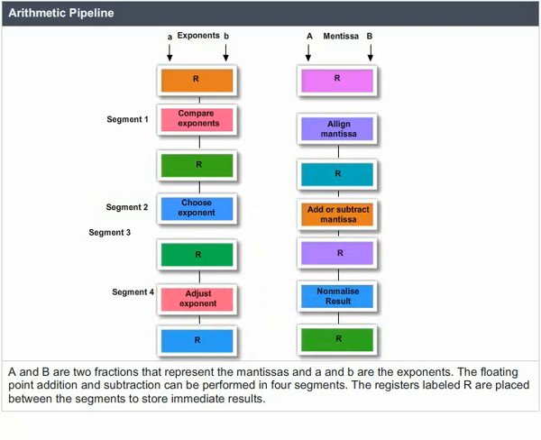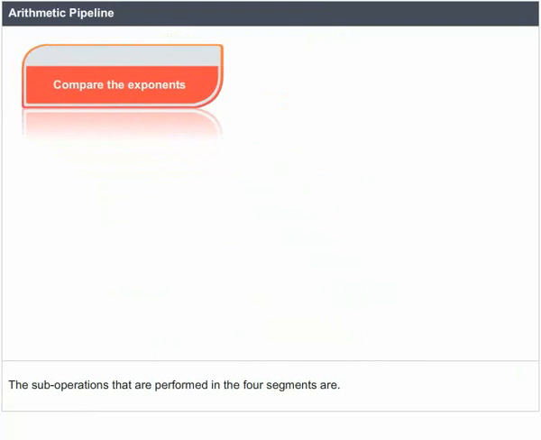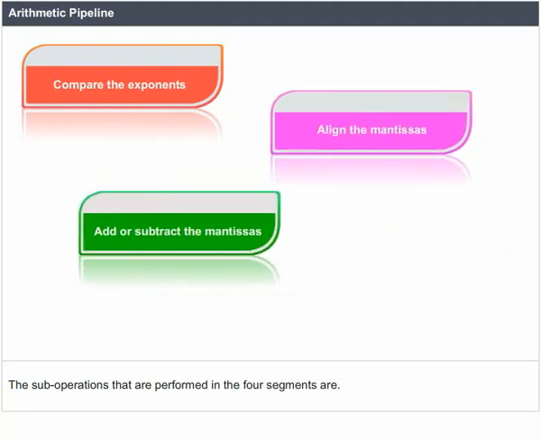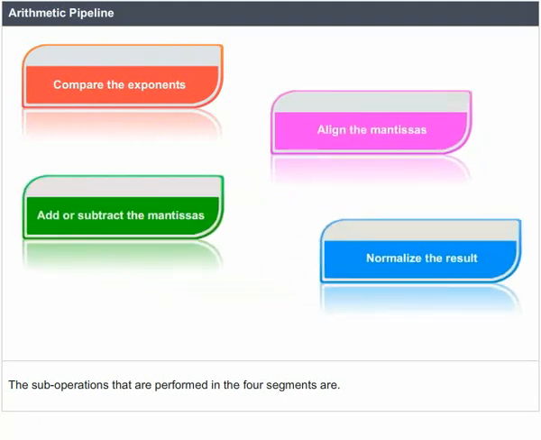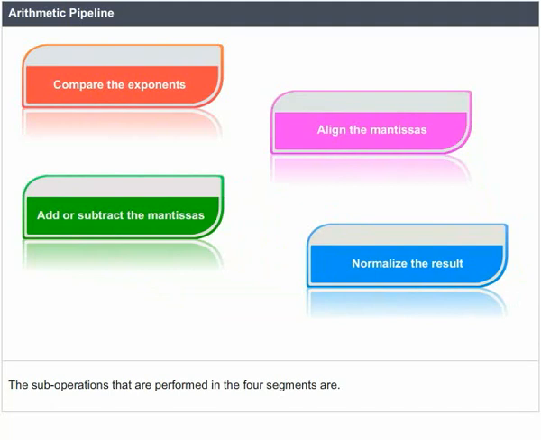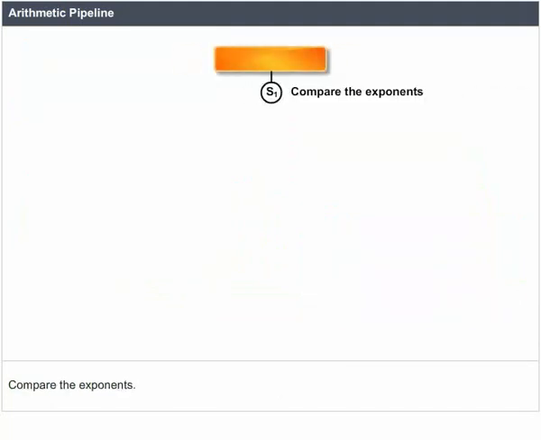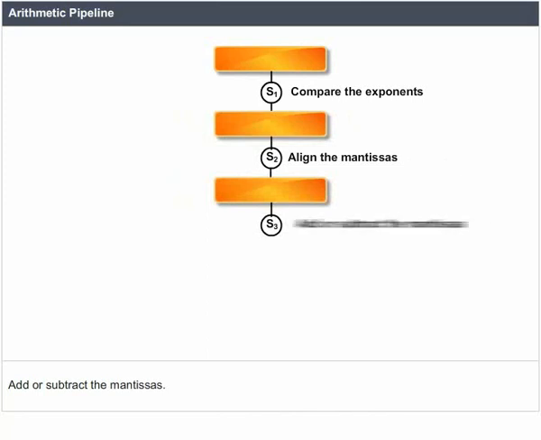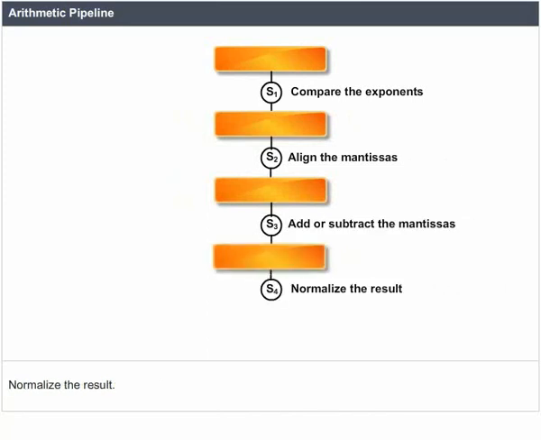The registers labeled R are placed between the segments to store intermediate results. The sub-operations that are performed in the 4 segments are: compare the exponents, align the mantissas, add or subtract the mantissas, and normalize the result. Compare the exponents, align the mantissas, add or subtract the mantissas, and normalize the result.